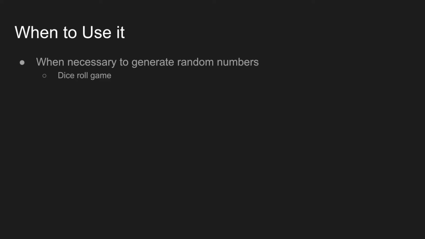When to use it? You use the random method when it's necessary to generate random numbers. So for example, let's take the dice roll game. Pretend you want to roll a dice against the computer. It'd be boring if the computer only rolled one number every single time. That's where you use the random method. So it changes numbers every single time without you knowing, because that's basically how a dice works too. You won't know what number you're going to roll.